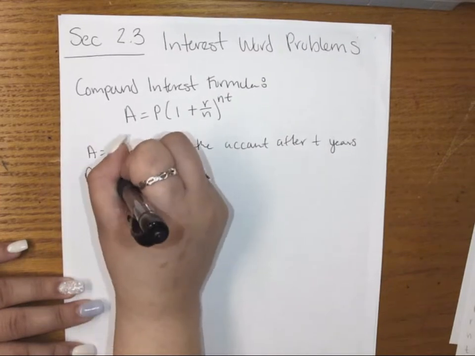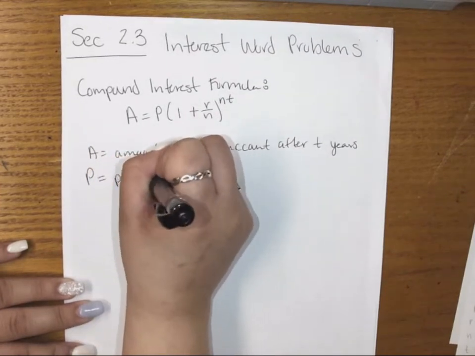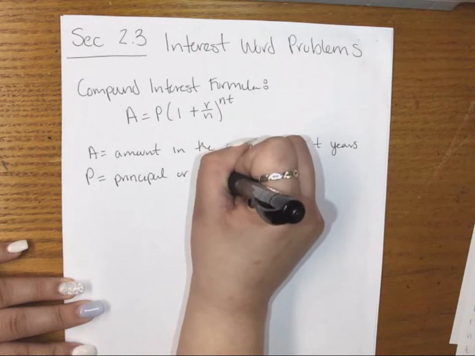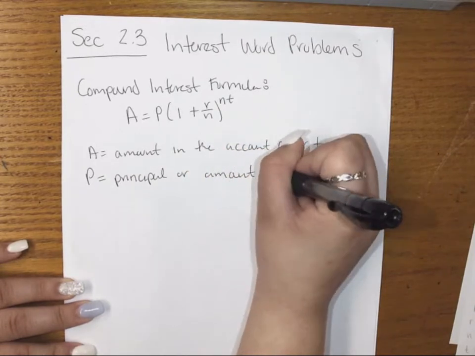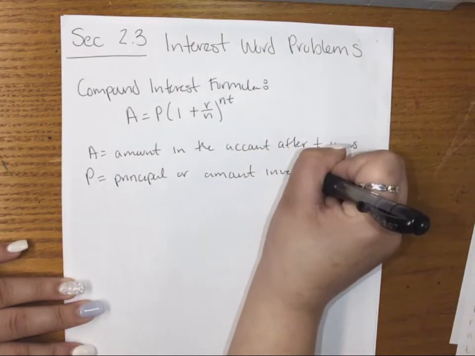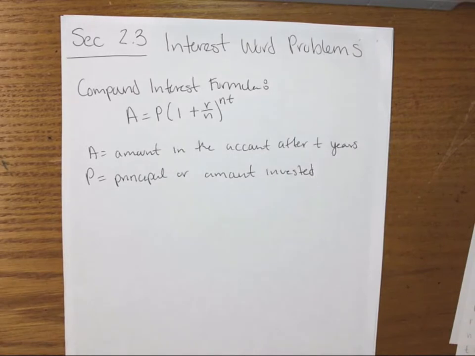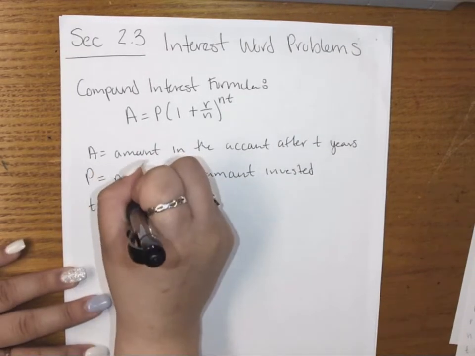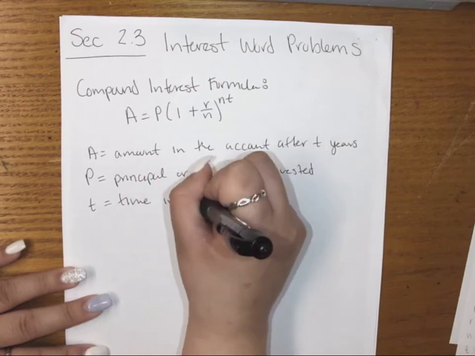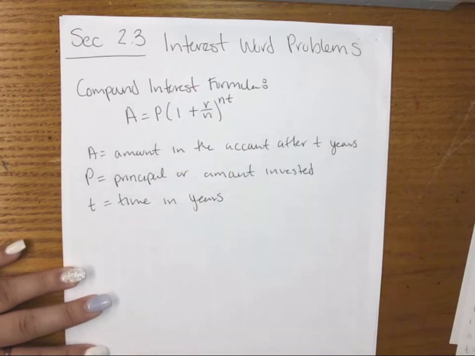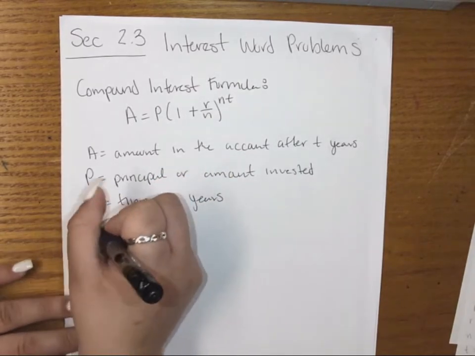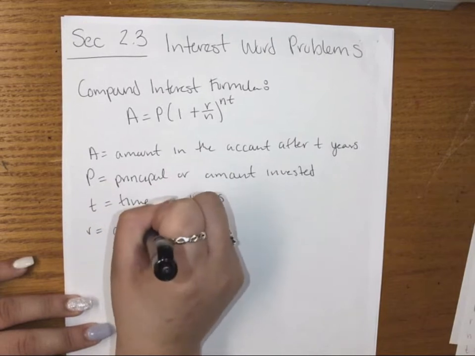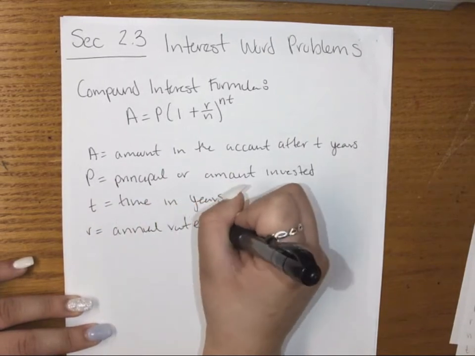P is the principal, or amount invested. This is the initial amount that you're investing into your account. And T, of course, is time, and as already mentioned, we measure time in years. Where R is your annual rate of interest.